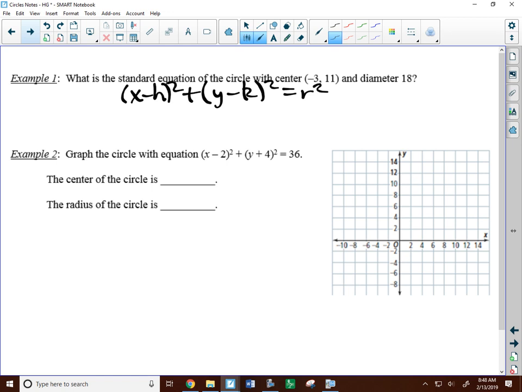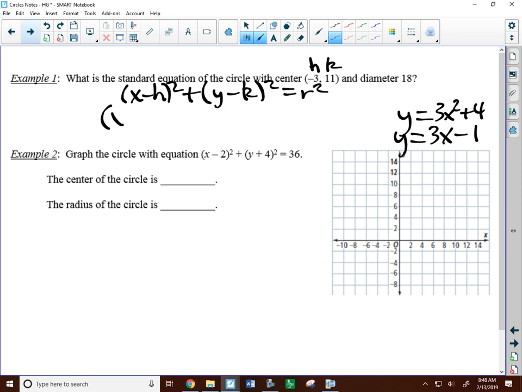Now, just like parabolas, or even lines, like the equation of a line, your final equation will have x and y in them. Okay, so parabola, same idea. It's like 3x squared plus 4 or something. They have x and y in them. So the x and y are going to remain, but we're going to plug in h, k and r. So the center is h, k. So -3 is my h, and 11 is k. So I'm going to plug those in.